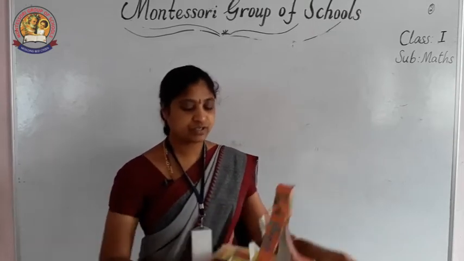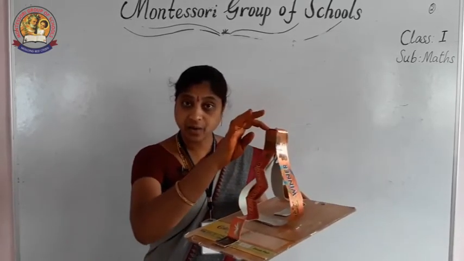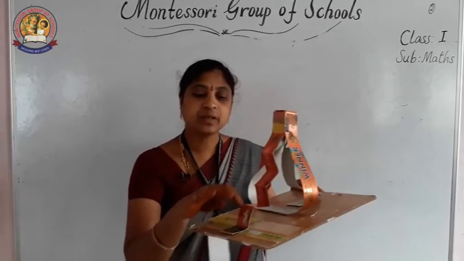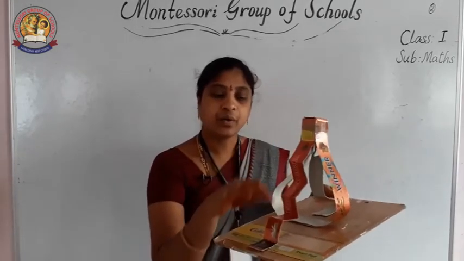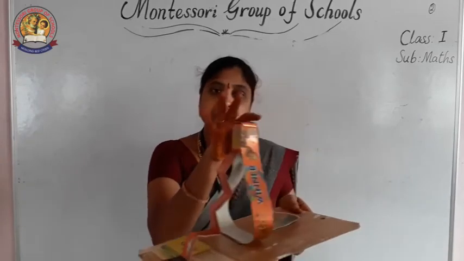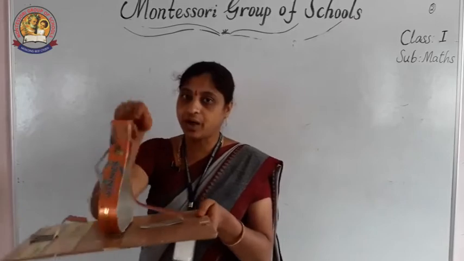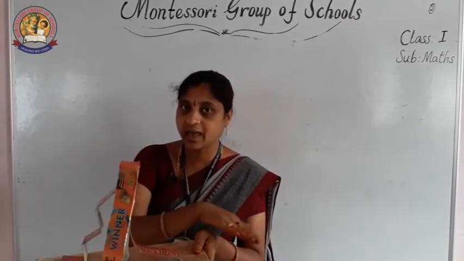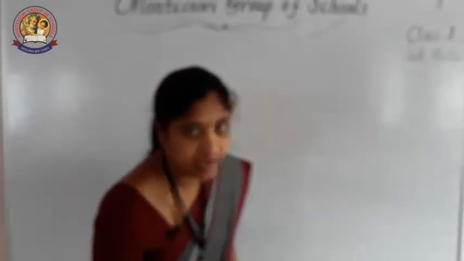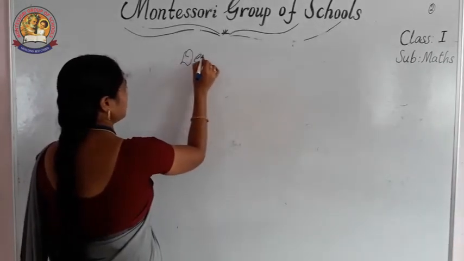Descending order means first you go up. This order is ascending order. Ascending order means write the numbers from small to big. Going up means increasing order. Coming down is descending order. Now we are discussing descending order.